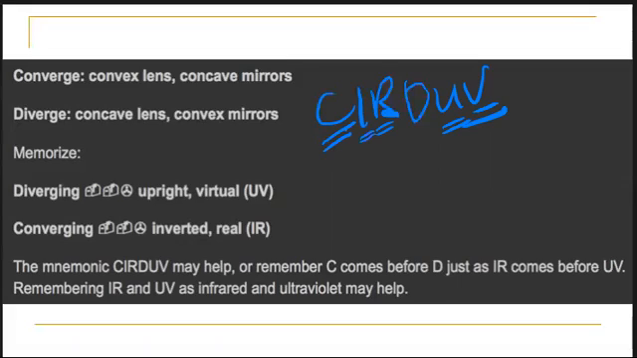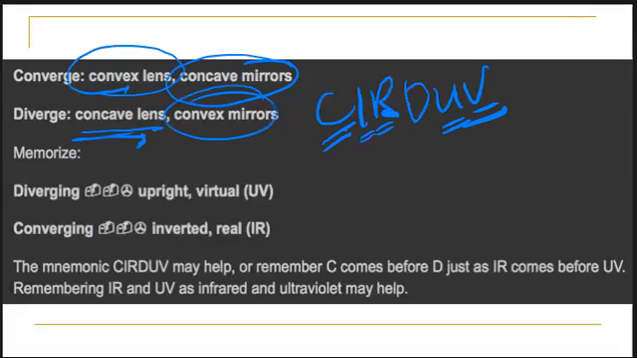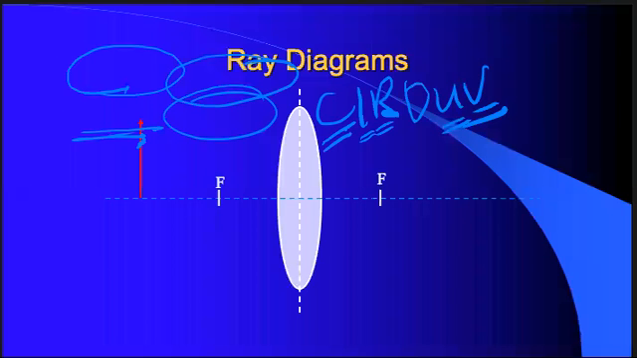This will help you in differentiating a diverging lens from a converging lens. So when we say converge, it is a convex lens, but a concave mirror. When we say diverge, it is a concave lens, but a convex mirror. Okay? Familiarize yourself with that one. Now we move on to ray diagrams.